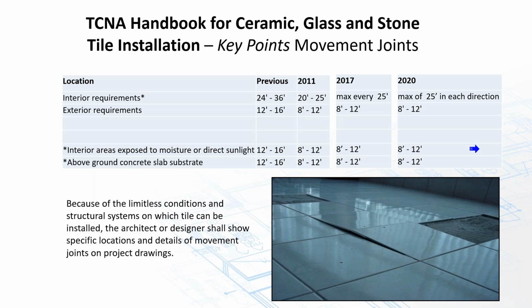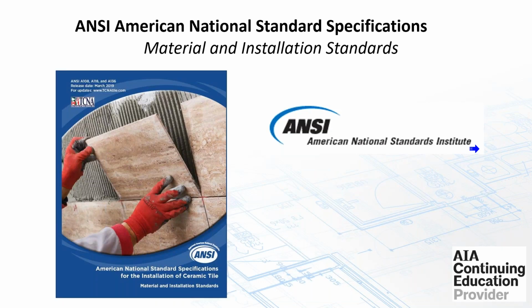So movement joints are essential. Either you place them or Mother Nature will, but they're going to relieve their stress somehow. And I'm sure you commonly walk into a restaurant and look at the floor and you see a crack going right down the middle of a bunch of tiles in a straight row, where they probably covered a movement joint in the concrete slab, and that's cracked through the tile. Well, that's not necessary. Let's talk a little bit about ANSI.